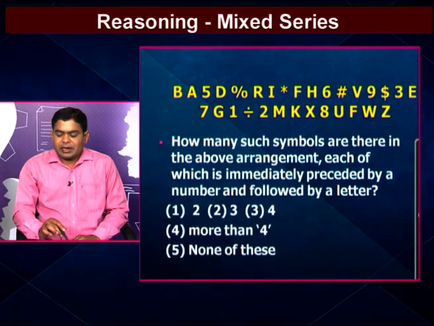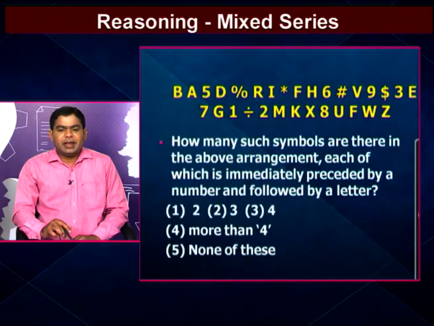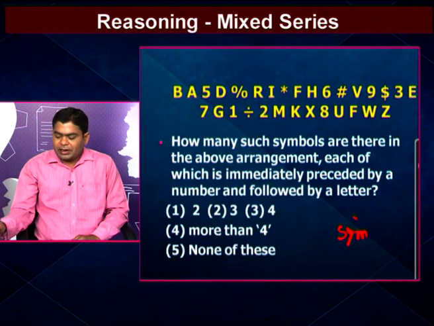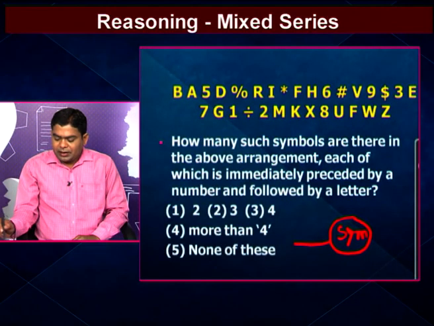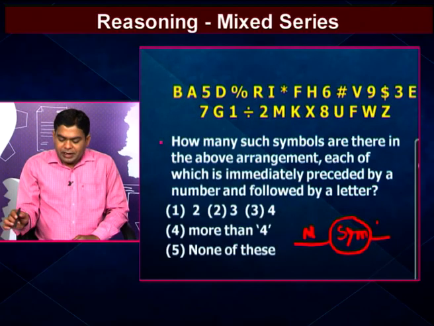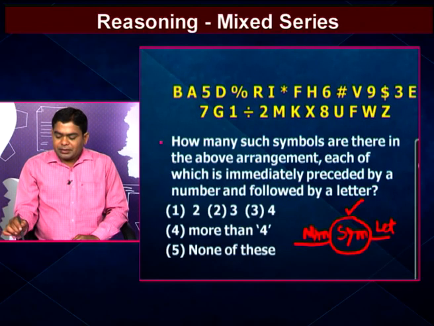How many such symbols are there in the above arrangement, each of which is immediately preceded by a number and followed by a letter? That means the question is asking about symbols. So first of all we take the symbol, this is the condition. The symbol must be preceded, meaning left side, by a number, and followed by a letter, meaning either consonant or vowel. So we go to the symbol and verify the left side and right side.